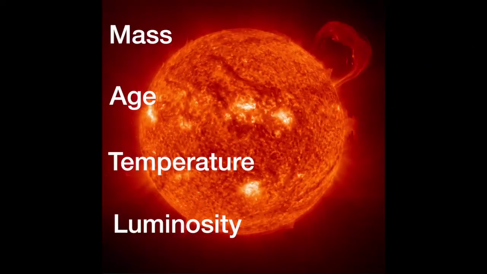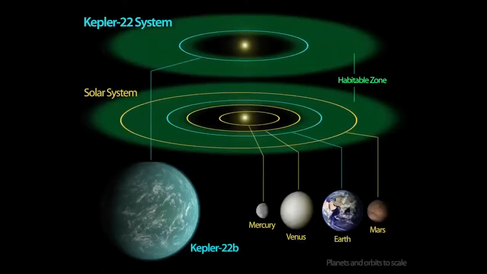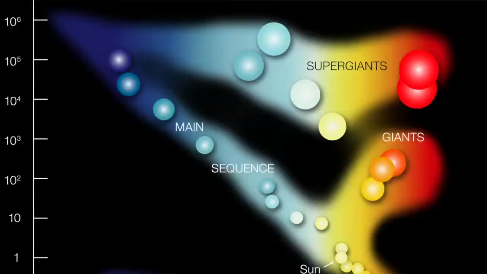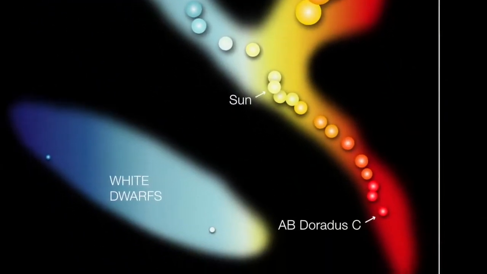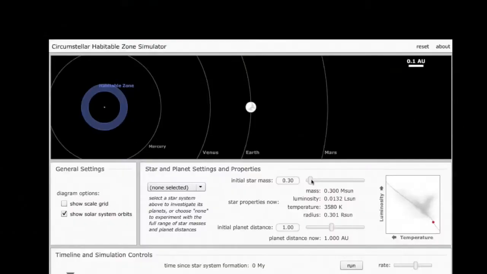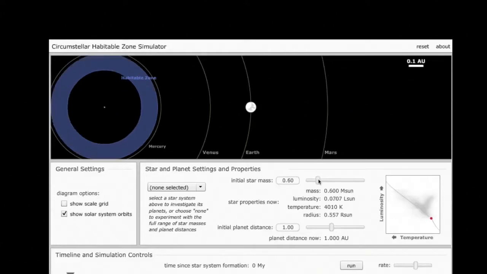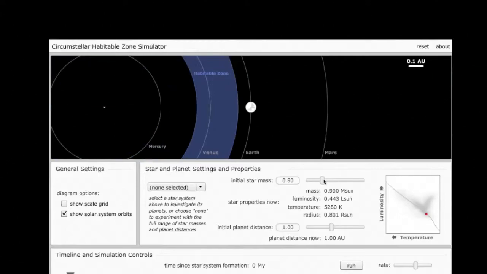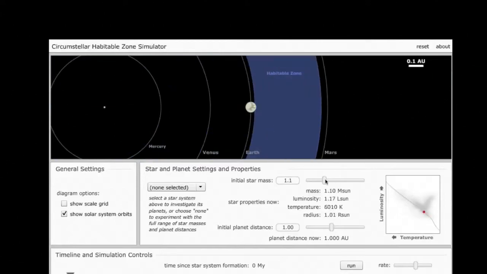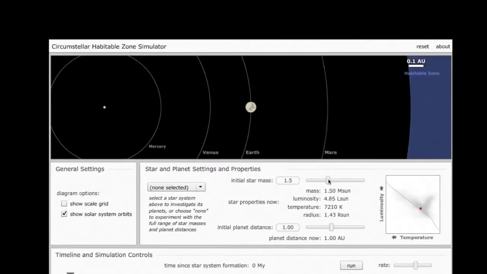A star's mass, age, temperature, and luminosity, also known as brightness, influence where and how big a star's habitable zone is. Scientists look closest for exoplanets around low-mass main-sequence stars, which we can see along this line here. A star's habitable zone changes throughout the star's life. Habitable zones are usually not possible at the beginning of a star's life, and the habitable zone may move farther out when the star becomes hot later in its life cycle.